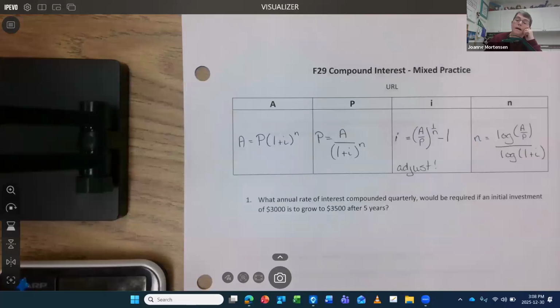Yeah, welcome back. We're going to do the review of compound interest. This is a whole bunch of questions. I'm pretty sure they're all different types.